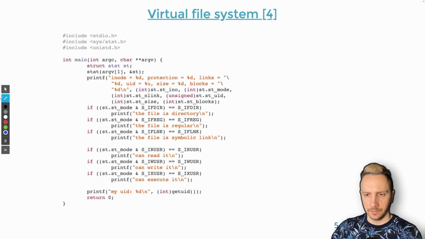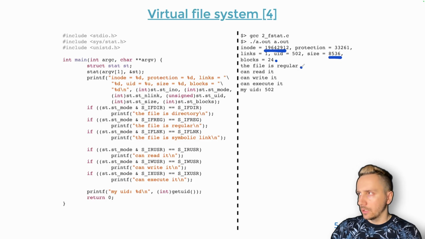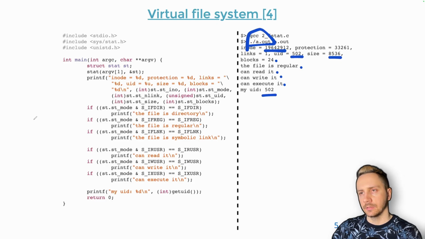It's not everything on the slide. Here I launched it and I was trying to check data of my own executable file, metadata, and I see that it has this weird inode, 8.5 kilobytes, 24 blocks. Maybe it's a block number, I don't know why it's 24. Seems too big. It's a regular file which I can read, write, and execute, which I literally just did. And it shows that the creator of the file is 502 and my UID is 502.